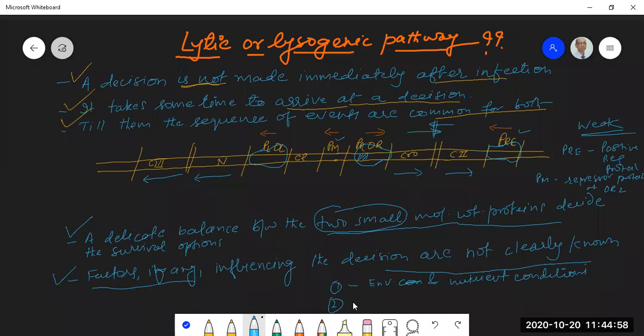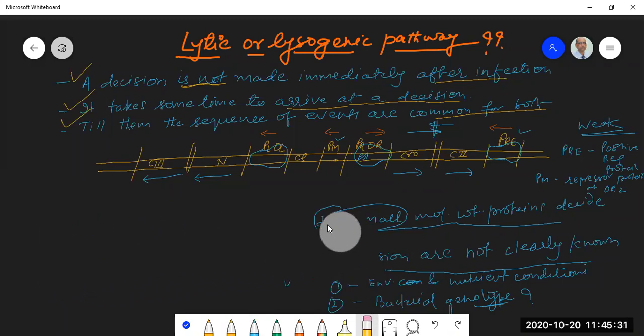And the second point is the bacterial genotype, whether it supports integration or not. That will also decide the survival option, whether the bacteriophage will go for lysogenic pathway or lytic pathway. Okay, so finally it comes to what? Yesterday also, towards the end of my lecture, I told you this: a delicate balance between these two small molecular weight proteins. And what are those two small molecular weight proteins? Let us go through it once again.